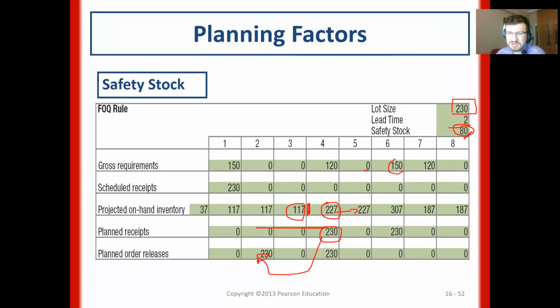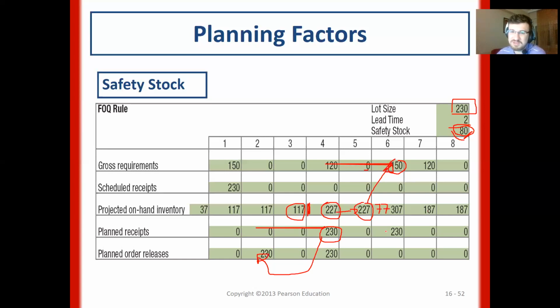And there is a requirement right here. So I can easily meet this requirement from my stock, right? Because 227 is greater than 150. When I meet that requirement, the on-hand inventory reduces to 77, which is lower than the safety stock level. So we cannot allow it, because our manager said that I should always keep 80 units on hand. So what I'm going to do is give an order.